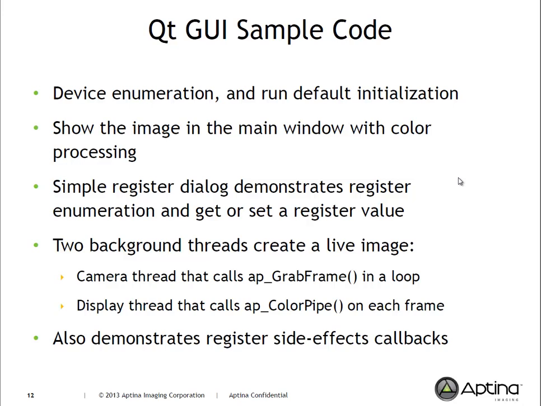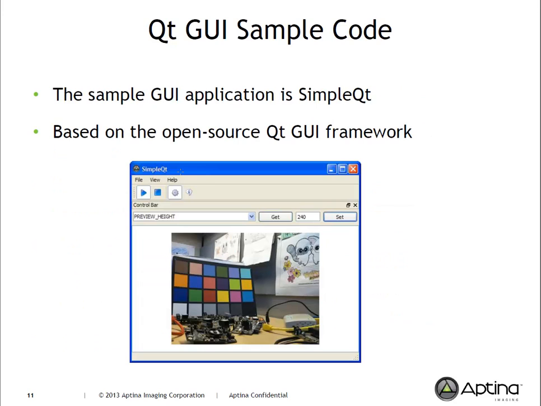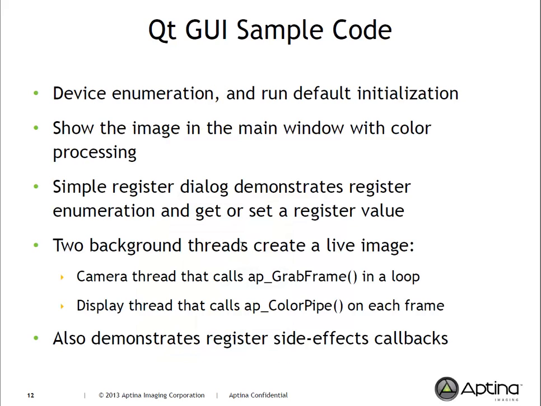So this GUI sample code does a few different things than what Simple Capture does. It does the device enumeration, runs the default initialization, so basically goes out and probes for the device, and then shows the image in the main window with color processing enabled. If it's an SoC, obviously the SoC itself or ISP will be doing the processing. If it's a sensor only, it'll be doing it for you.